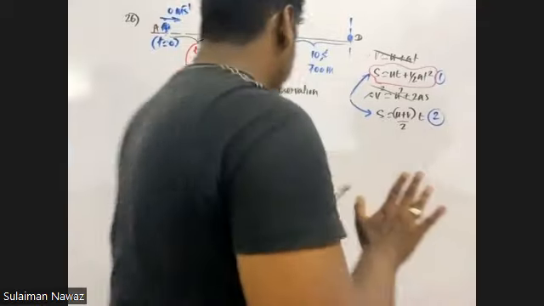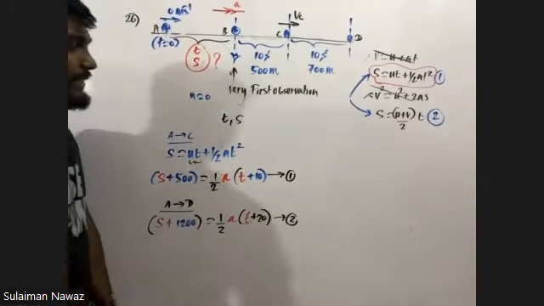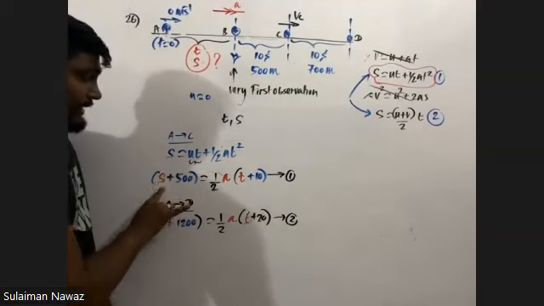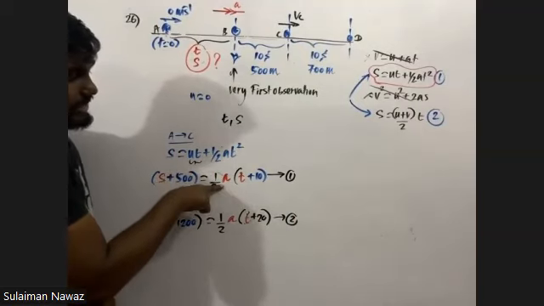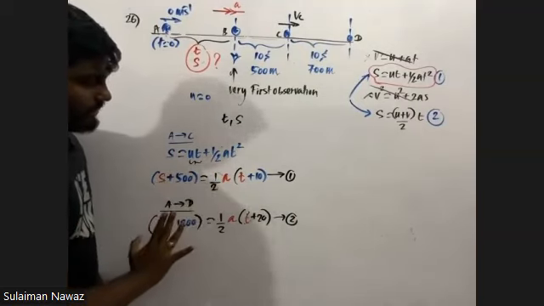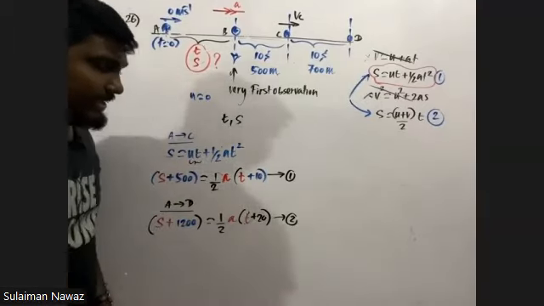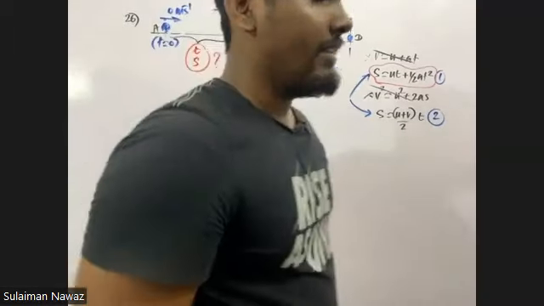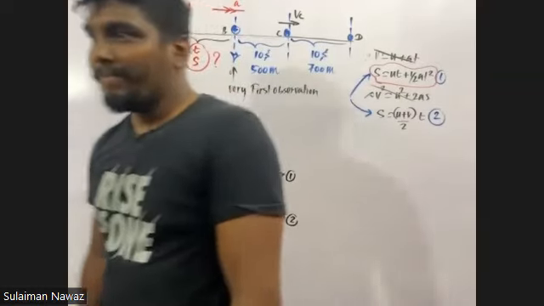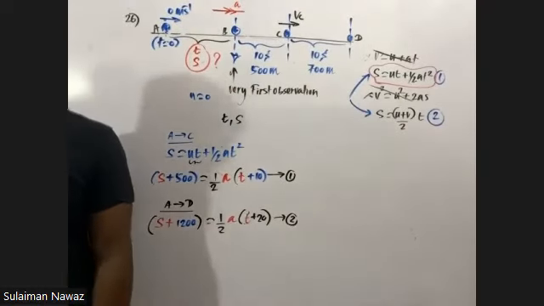Now, if I get these two equations, how many of you say that there are three unknowns? S I don't know, simple A I don't know, T I don't know, right? How many of you think that we can find the answer? Raise your hands.